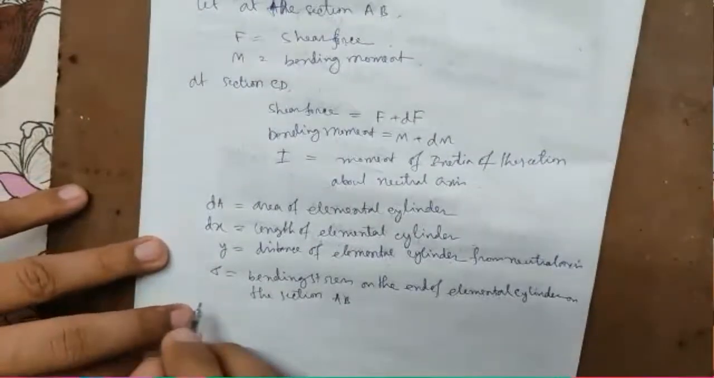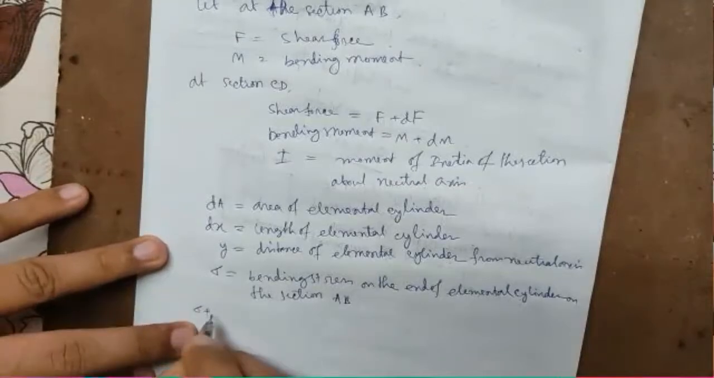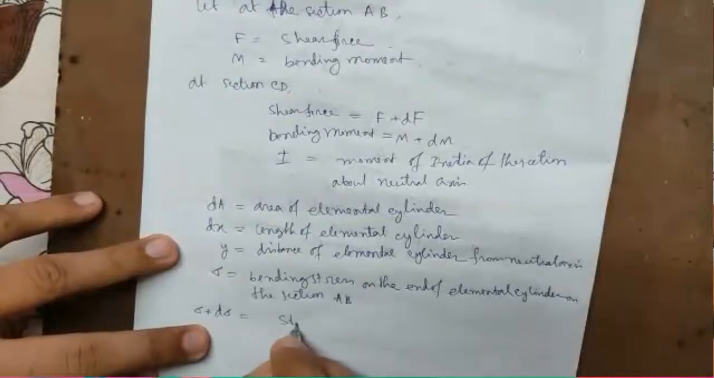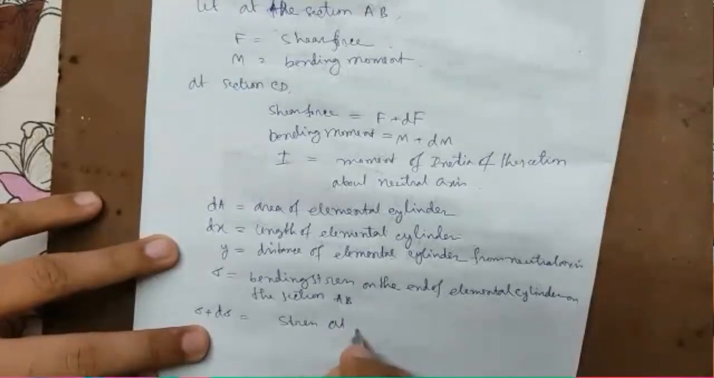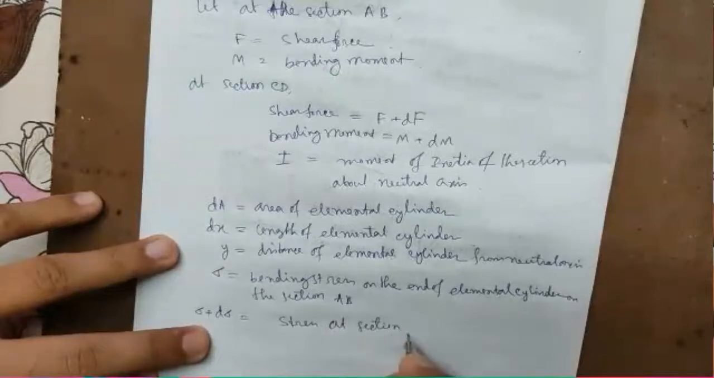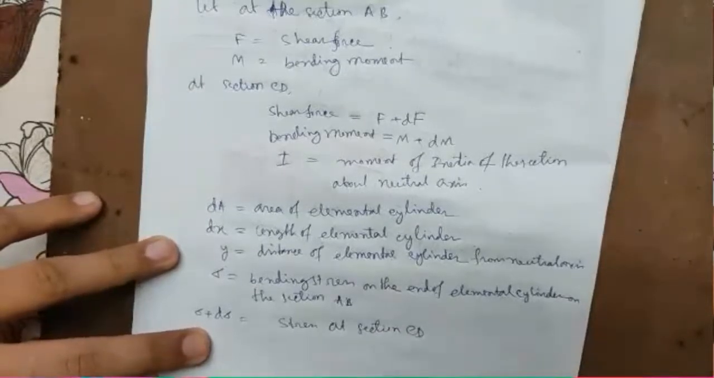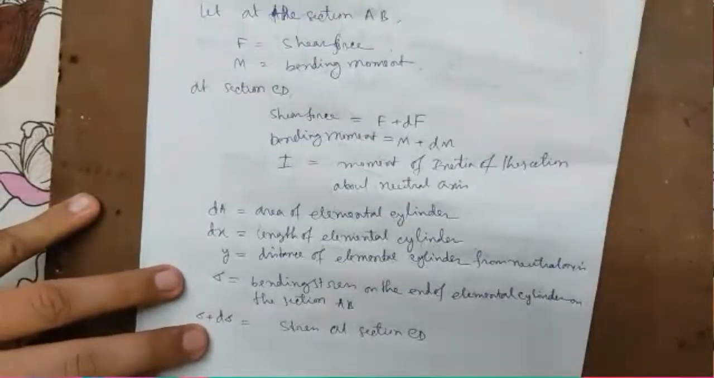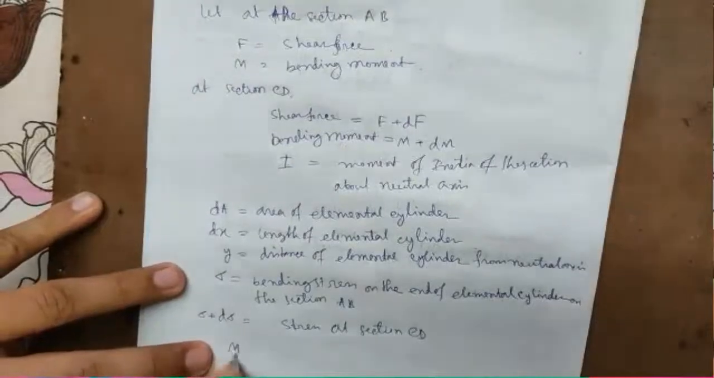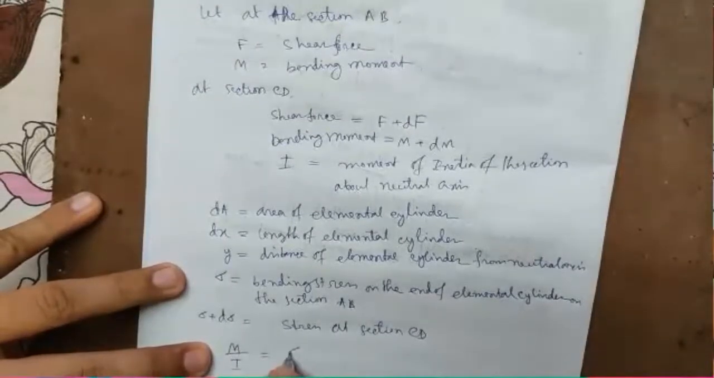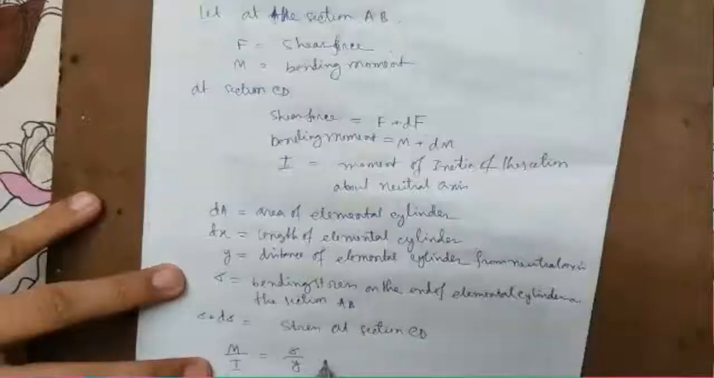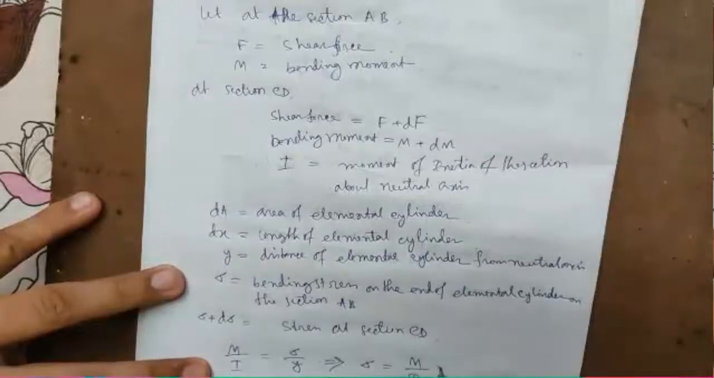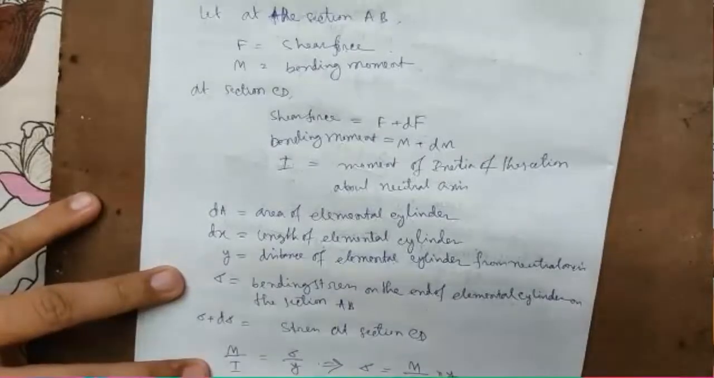Similarly, at the other end, the stress will be sigma plus d sigma, the stress at section CD. So now the bending stress at distance y from the neutral axis is given by the equation M by I equal to sigma by y. From here we can get an expression for sigma as M by I into y. Now we will remember this equation.